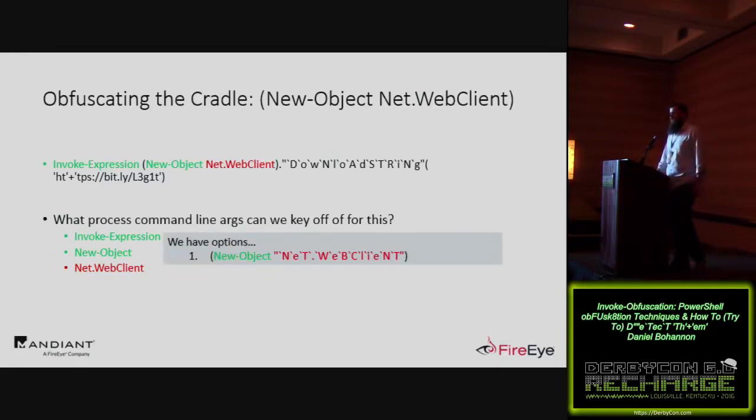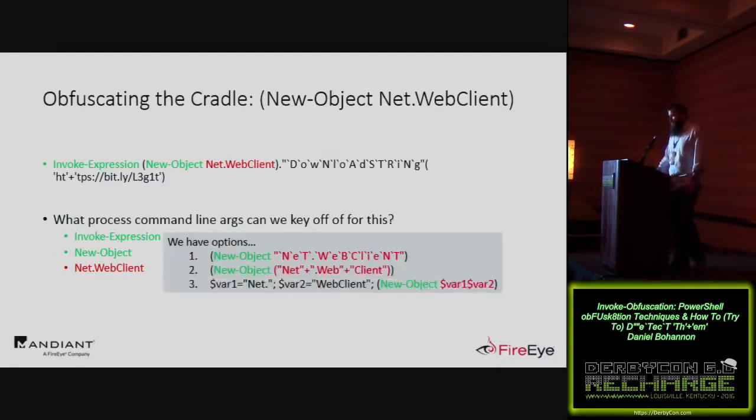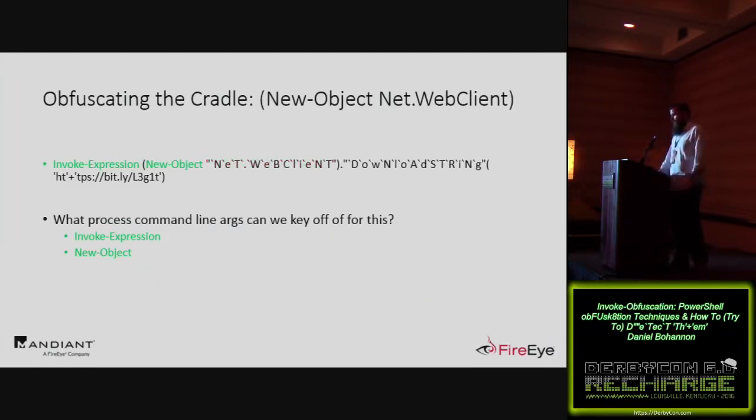All right. Net.WebClient, this one's trivial. We can throw quotes around it and add ticks just like we did before. We can throw parentheses around it, concatenate it inline, or parentheses, or not parentheses, set it as chunk variables in whatever order we want. Executes perfectly fine. For this example, we'll just throw ticks.